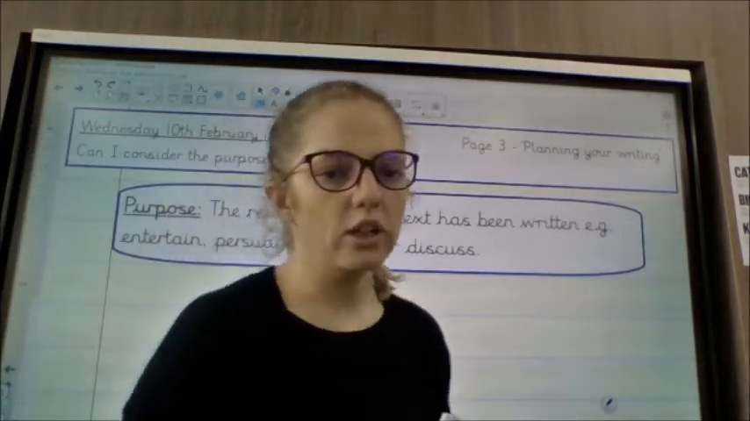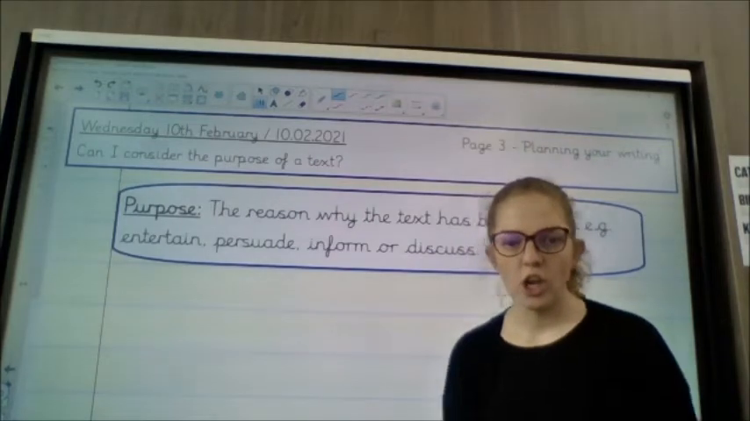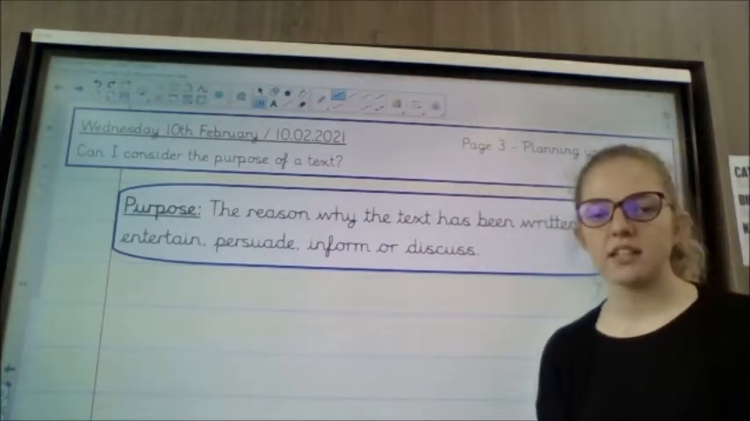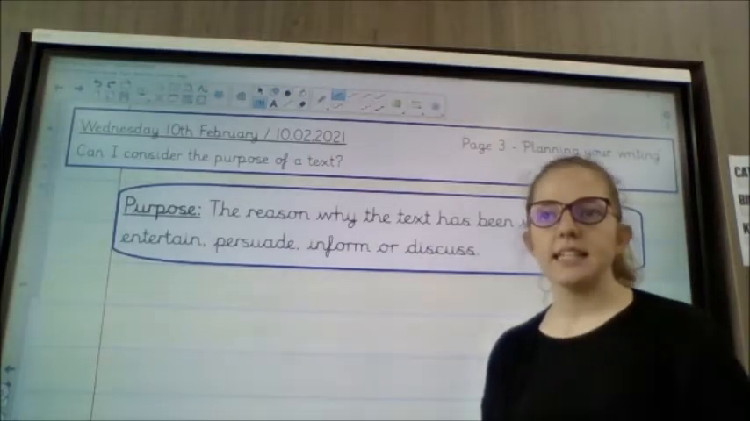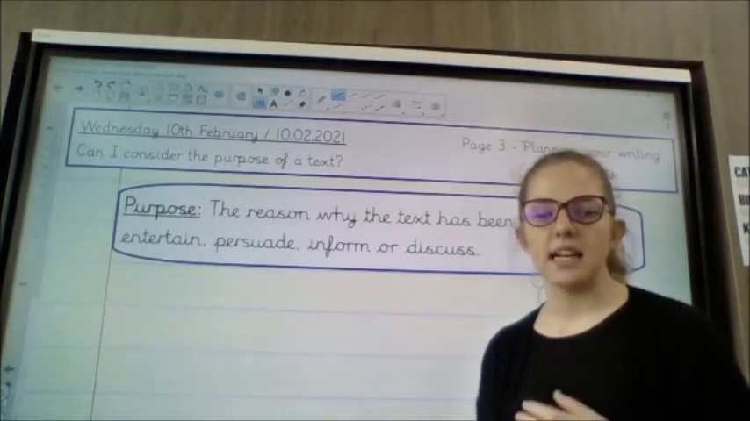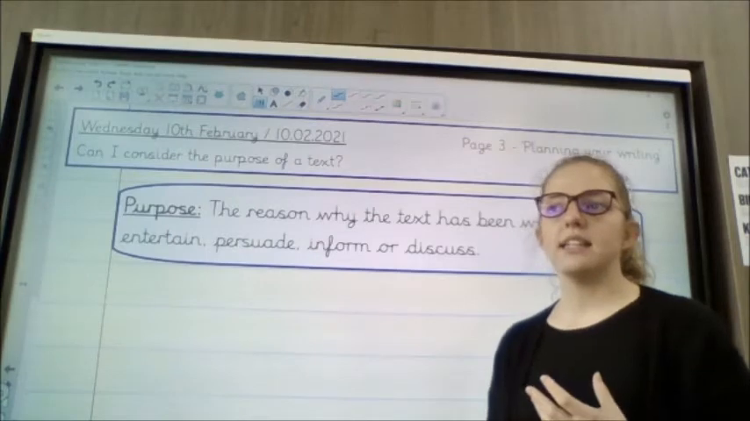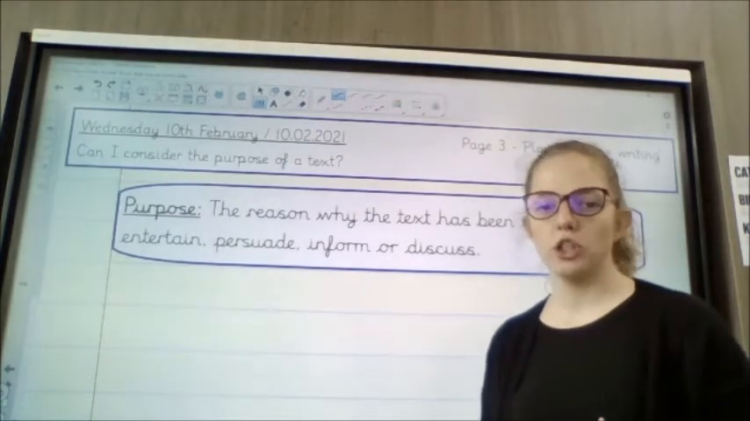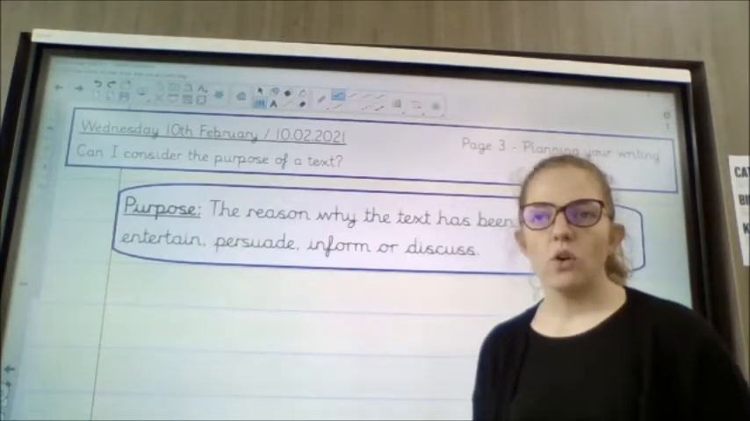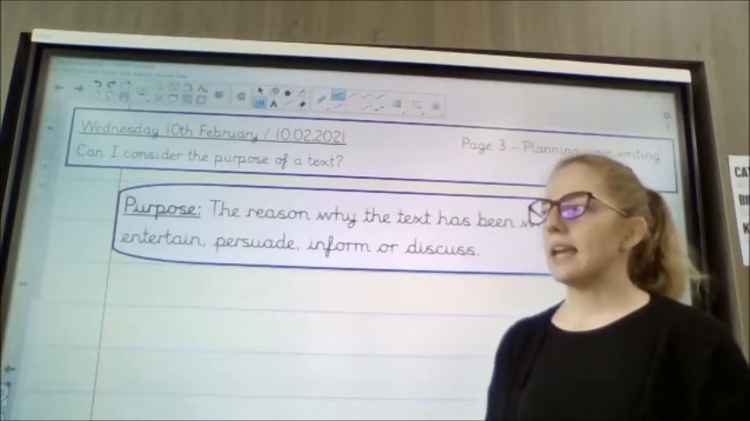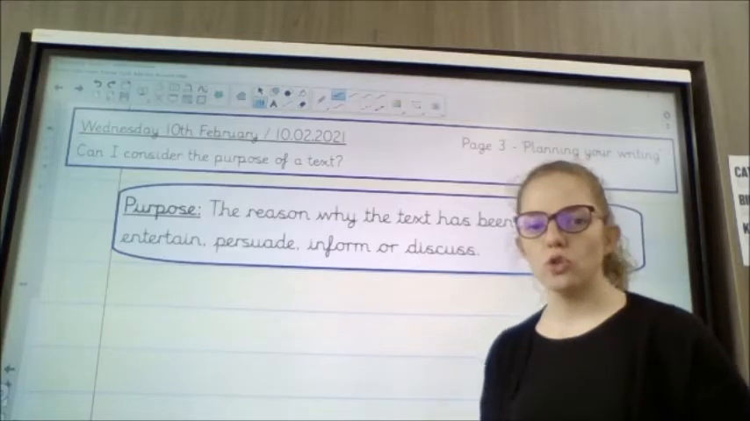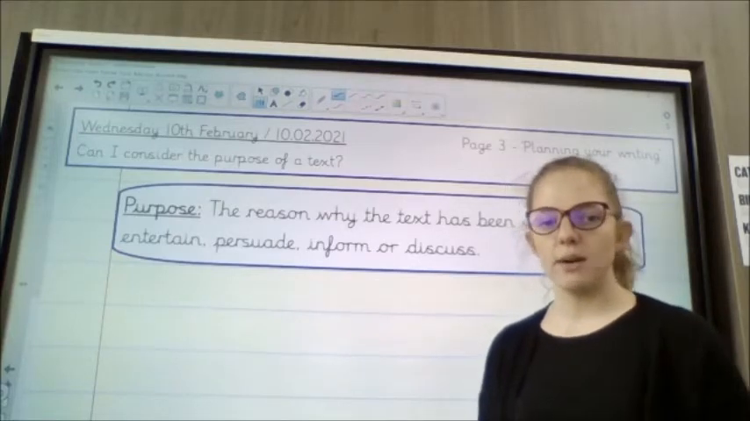So we're going to have a quick look at the definition of purpose. So purpose is the reason why the text is being written. So is it to entertain somebody? Is it in a magazine article, and it's for people that want to look at how to bake a cake, or it might be a film review, or it could be a short story. Okay, so that would be to entertain.